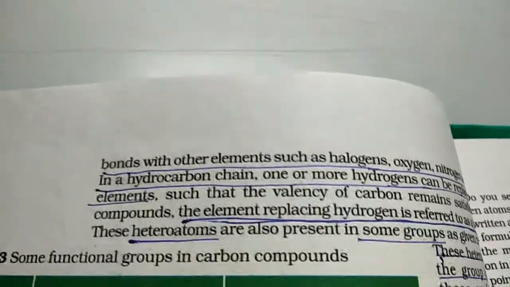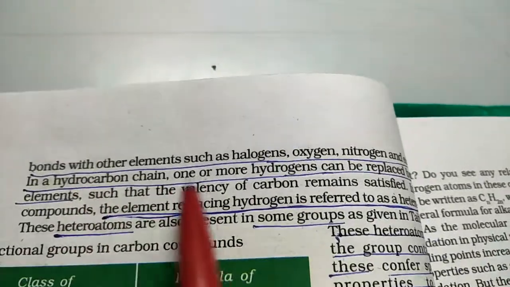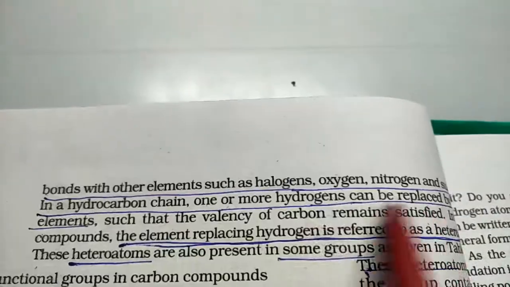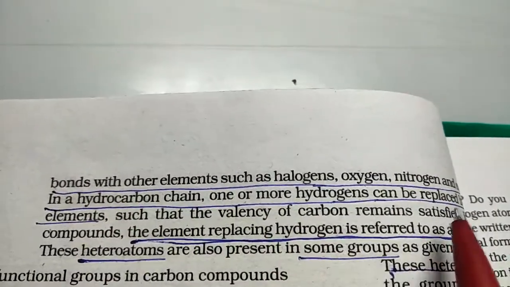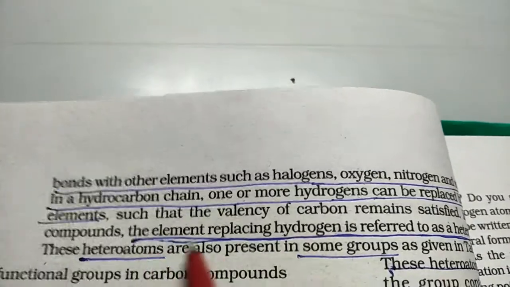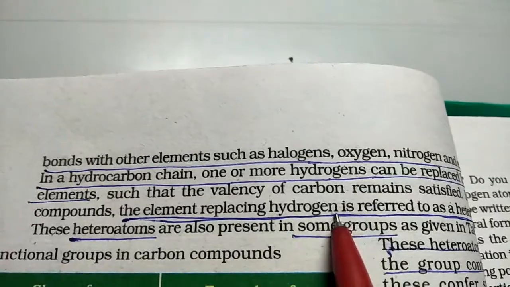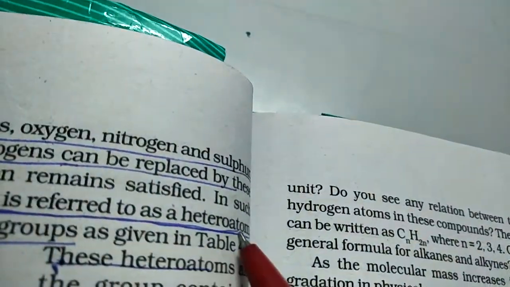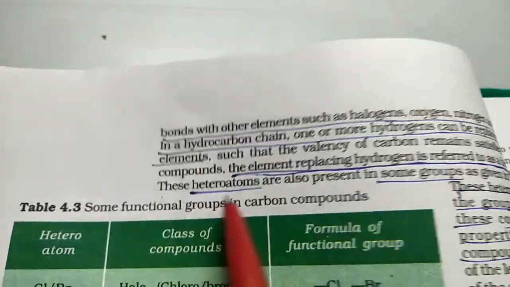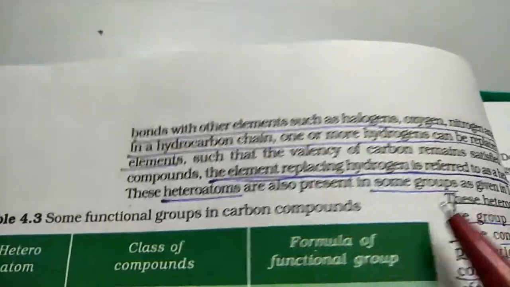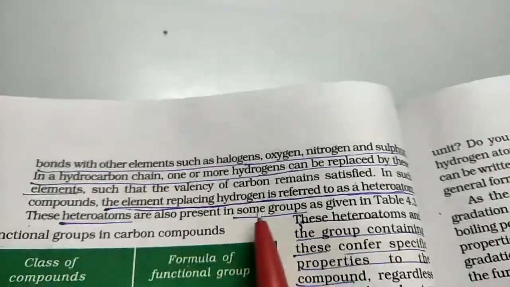Now, in a hydrocarbon chain, if one or more hydrogens are replaced by these elements in such a way that the valency of the carbon remains satisfied, the element which is replacing the hydrogen is referred to as a heteroatom. Okay, so it's known as a heteroatom. Now, this heteroatom can be present as a single atom, or it can also be present as a group.